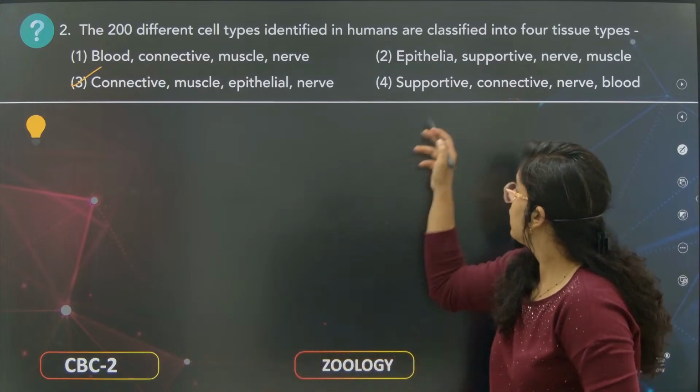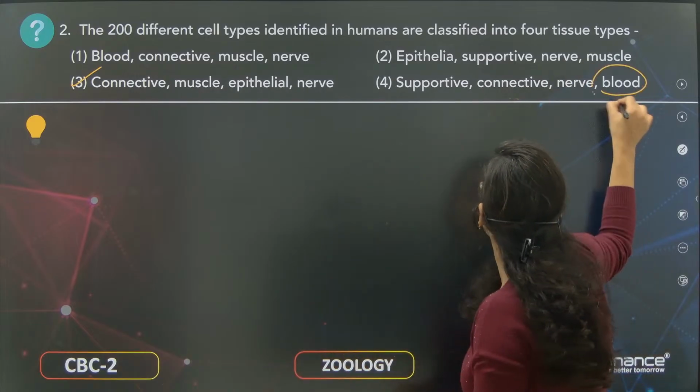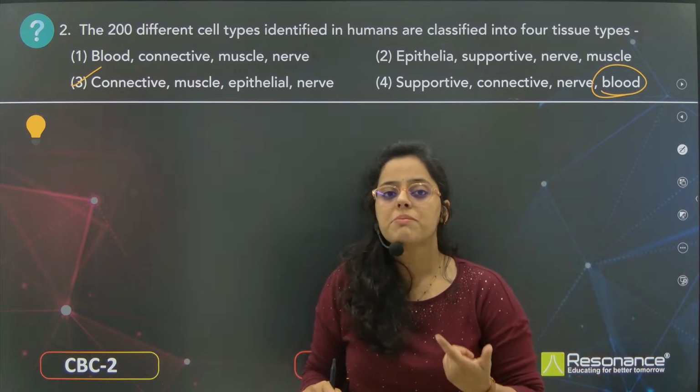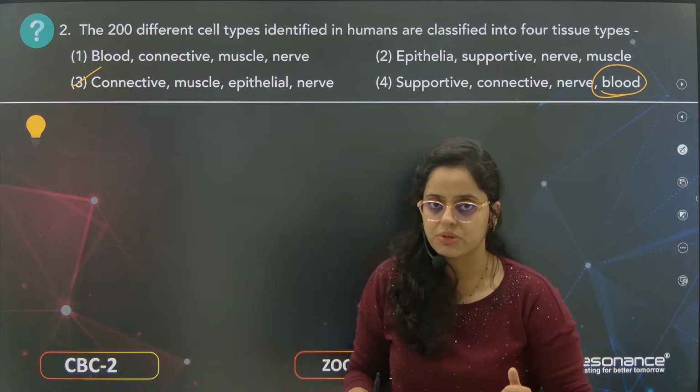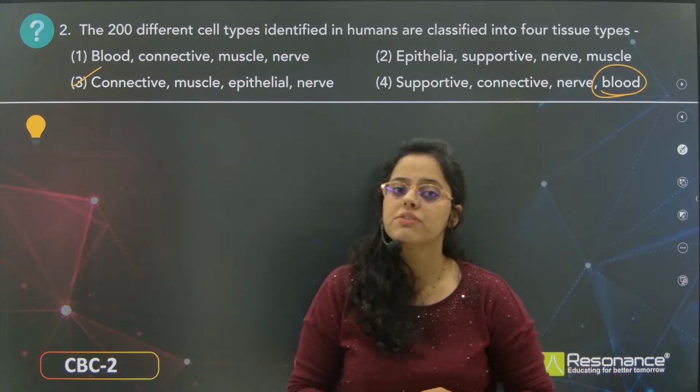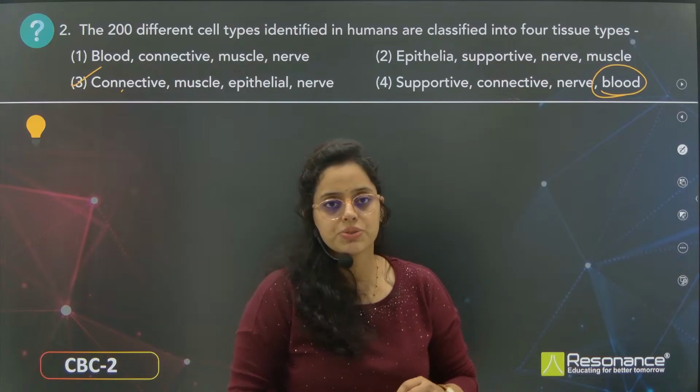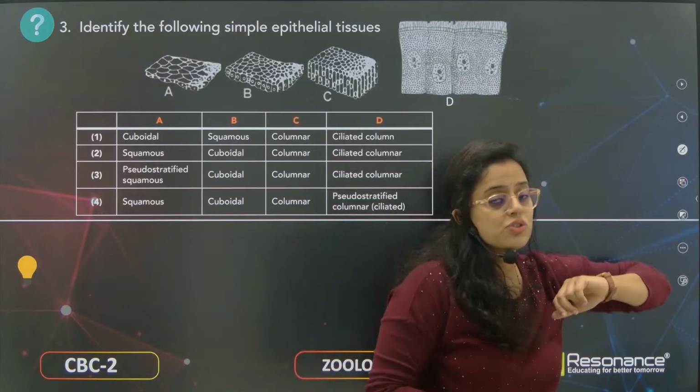Now if you see here, in some types of tissue, blood is also given. Blood, which means it comes under connective tissue only. It is specialized connective tissue. Okay. And what about supportive? Supportive also comes under connective tissue only. Okay. So answer is going to be the 3rd.